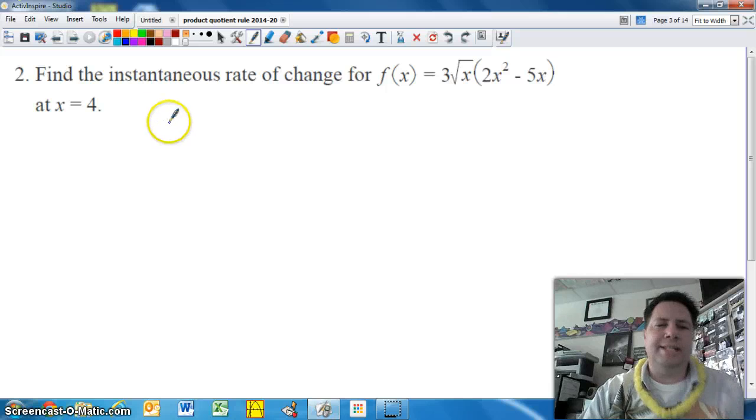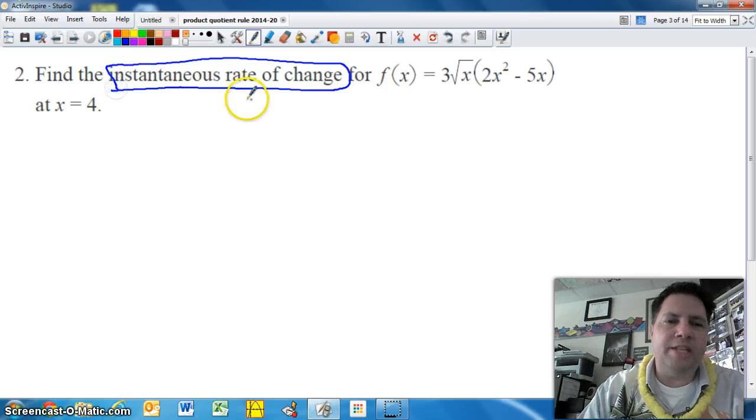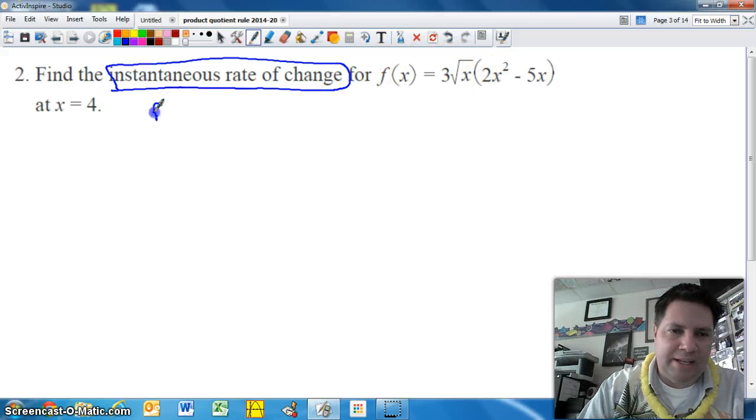Number 2, instantaneous rate of change. That right there should seem like a very familiar term to you. That means find the derivative at a specific value, in this case at 4. So, I'm going to rewrite f of x just to make it a little simpler, because if I write it as a power, it'll be easier for somebody to figure out. The square root of x is 3x to the 1/2 power times 2x squared minus 5x.